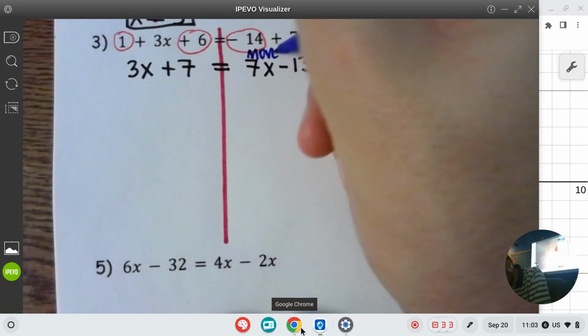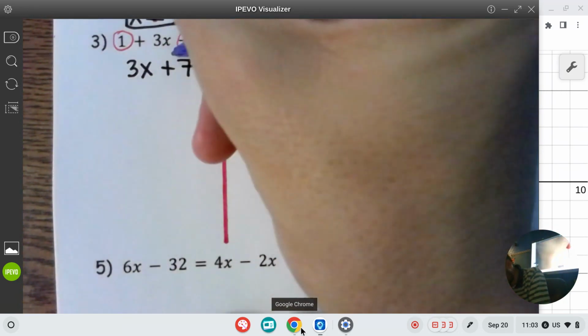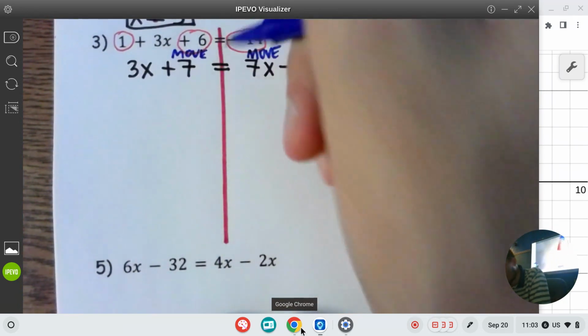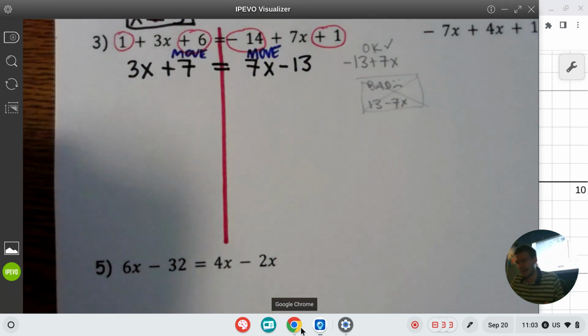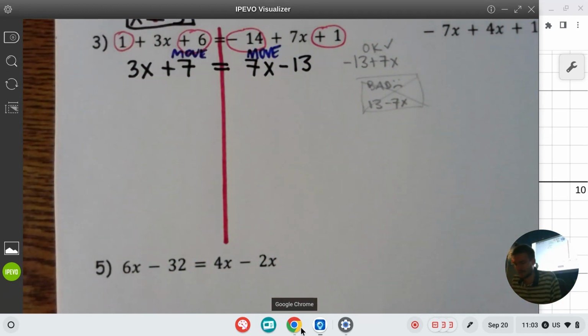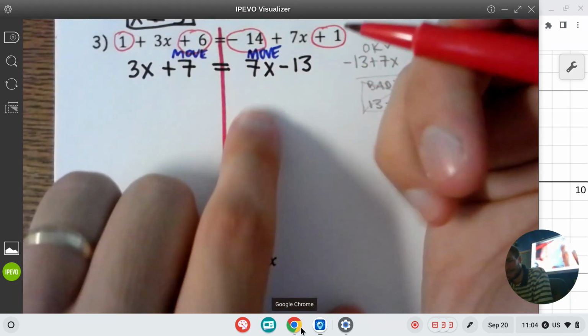I'm going to move the 7x. We're also going to want to move this 7 eventually. I like to move my letters first because as soon as I can get one pile of x's, I know I can solve it every time. So I like moving my x's first.